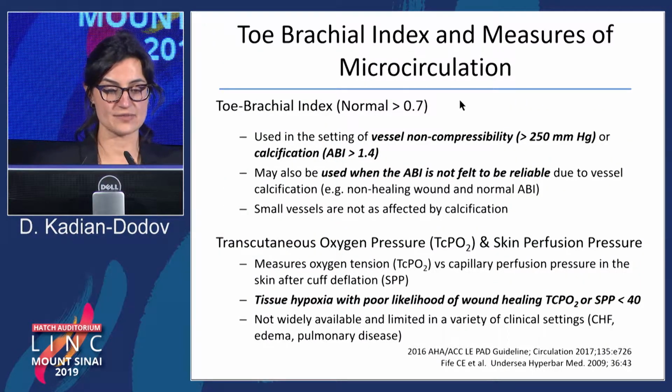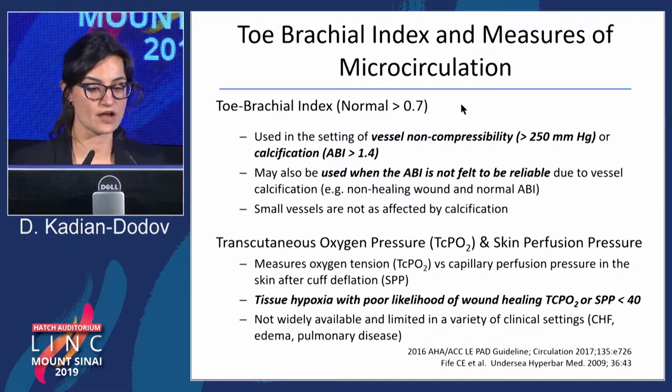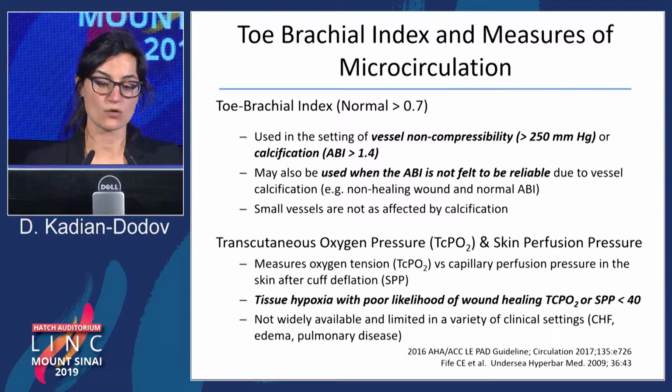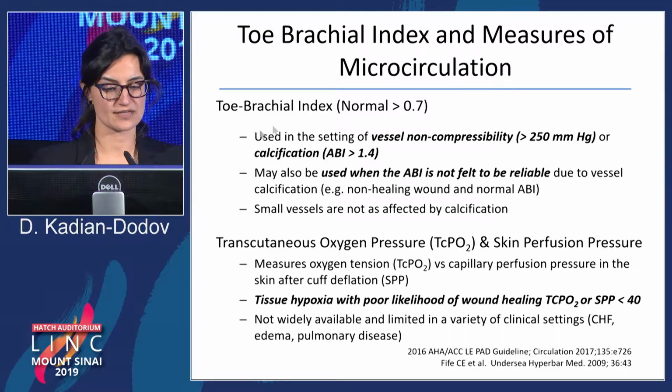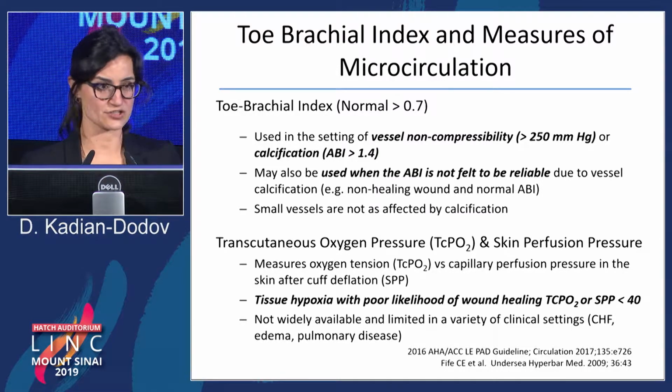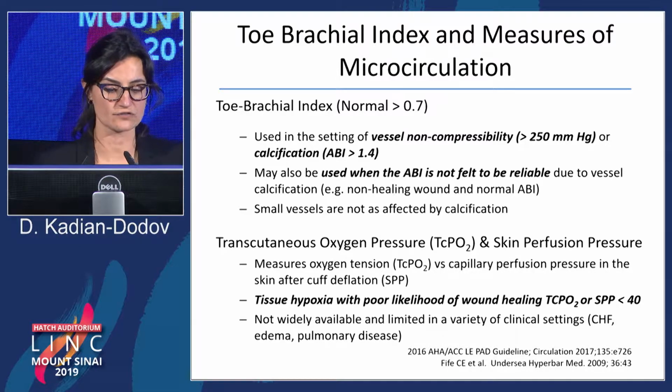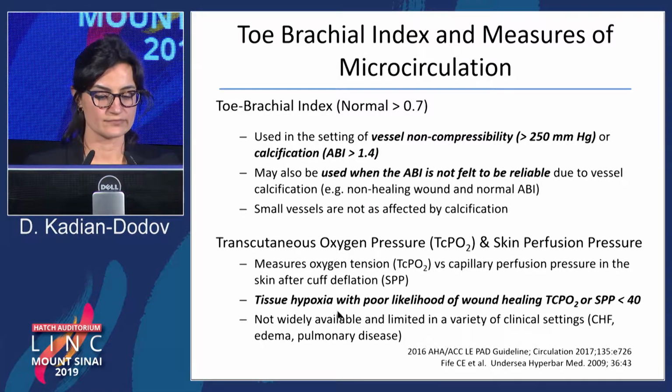So normal, again, for the TBI is 0.7. We use it most often when the ABI is greater than 1.4, or if we think the ABI is not reliable. So for example, you see a patient with a non-healing wound, but they have a normal ABI, you should get the TBI to be sure. There are some other parameters that I'm not going to go into in this talk to look for microvascular or microcirculation, the transcutaneous oxygen pressure and skin perfusion pressure that rarely some labs will offer. We actually don't offer that here, but they're subject to a lot of variability in the results based on the patient's comorbidities.